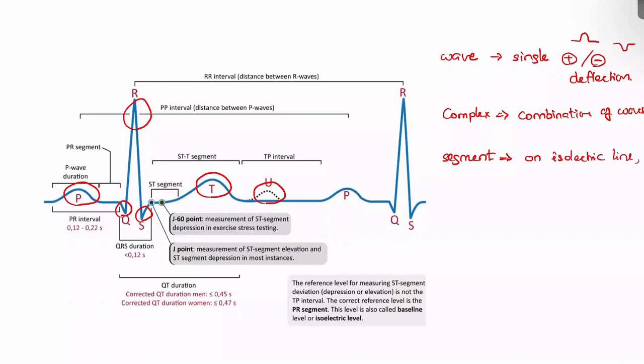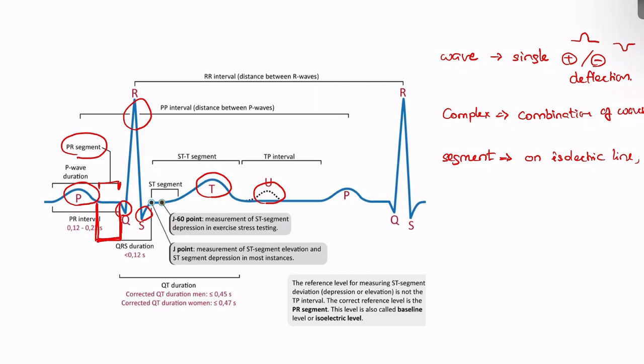When we use the term segment, there must be no wave in between. So when we use the PR segment, it is the distance from the end of the P wave to the start of the QRS. It is the PR segment here. There is no wave in between.